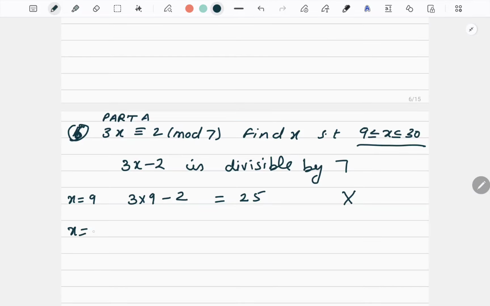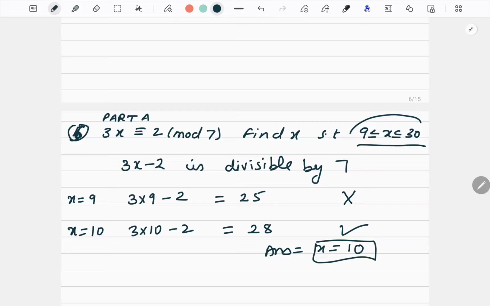Now take x is equal to 10. So 3 tens are 30. 30 minus 2 is 28. So 3 into 10 minus 2, which is equal to 28. And we know that 28 is divisible by 7. 7 fours are 28. So what is my answer? Answer is equal to x is equal to 10. Correct. So answer is x is equal to 10 when this condition is given.